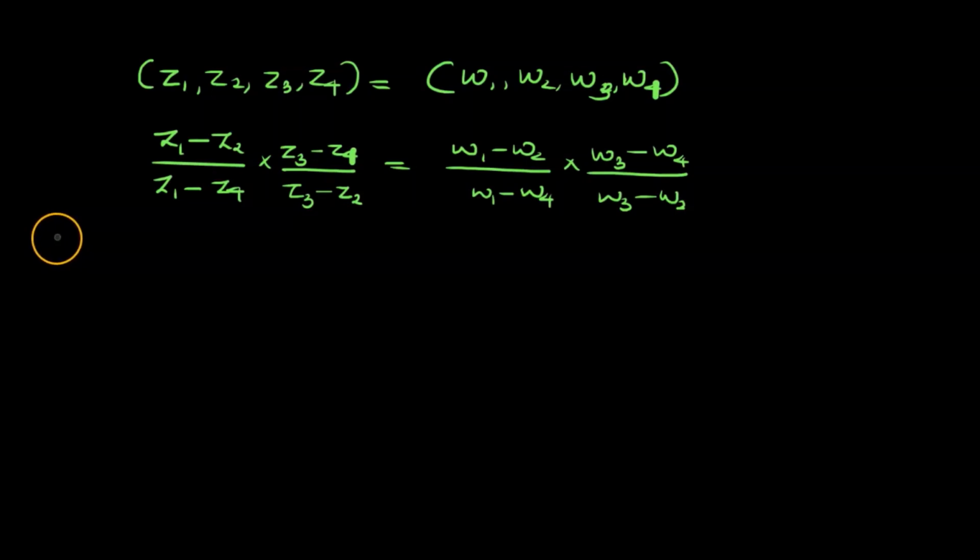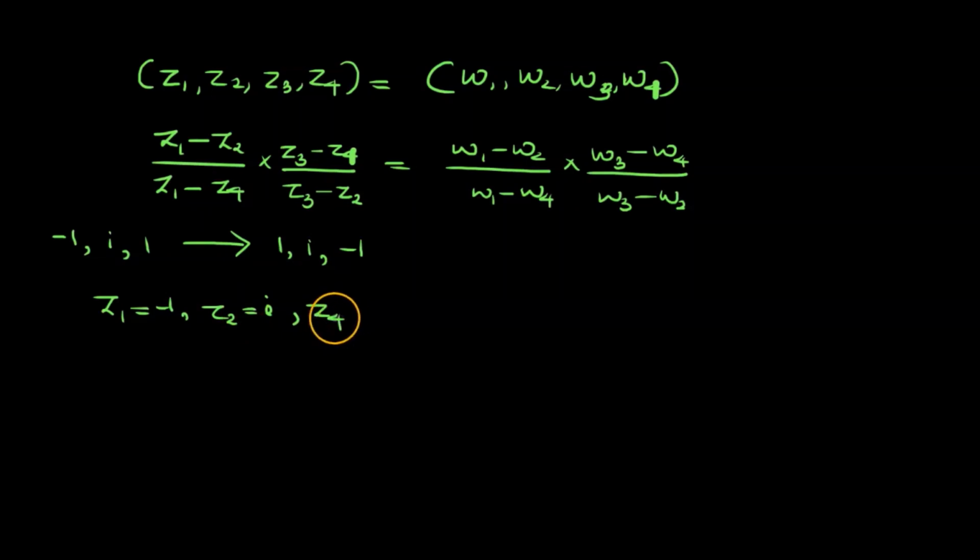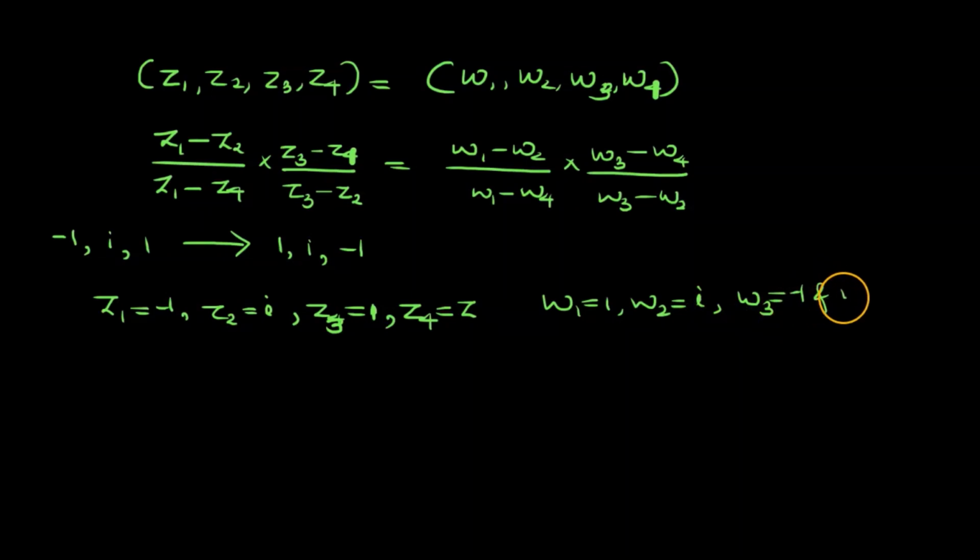Now the points minus 1, I, 1 map to 1, I, minus 1. We can take Z1 as minus 1, Z2 as I, Z3 as 1 and take Z4 as Z. Now W1 equal to 1, W2 equal to I, W3 equal to minus 1 and W4 as W itself, so that we get a transformation including W and Z. That is W is equal to AZ plus B by CZ plus D.